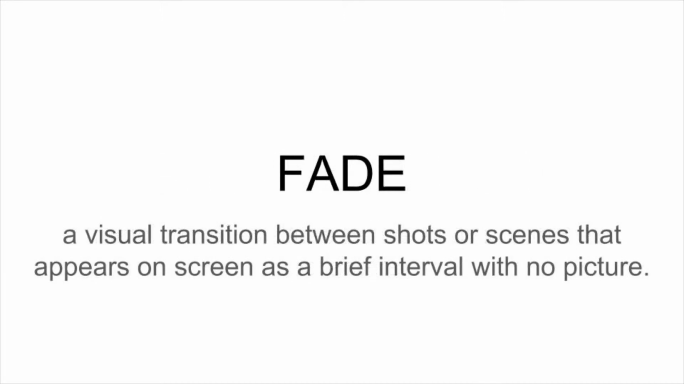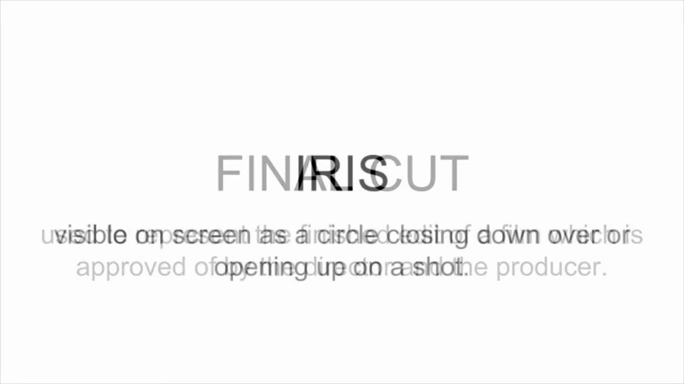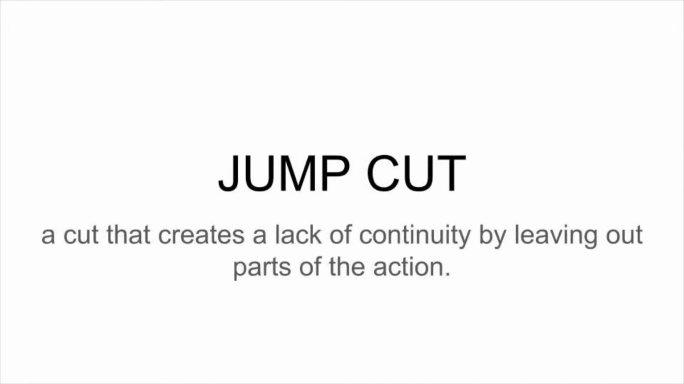A fade is a visual transition between shots or scenes that appear on screen as a brief interval with no picture. The editor fades one shot to black and then fades into the next. The final cut is used to represent the finished edit of a film, which is approved by the director and the producer. An iris is visible on screen as a circle, closing down over or opening upon the shot. A jump cut is a cut that creates a lack of continuity by leaving out parts of the action. The motion is swift and jumps from one scene to the other in no time.